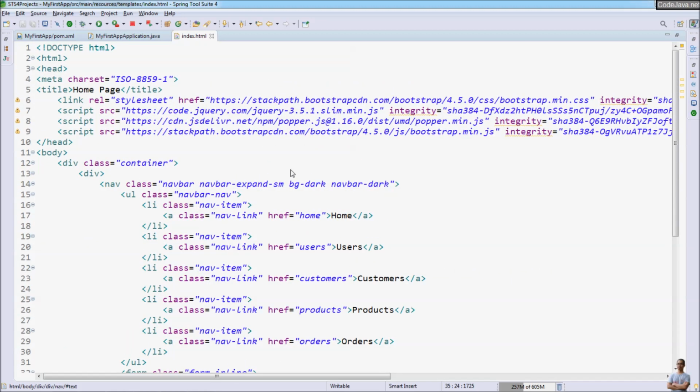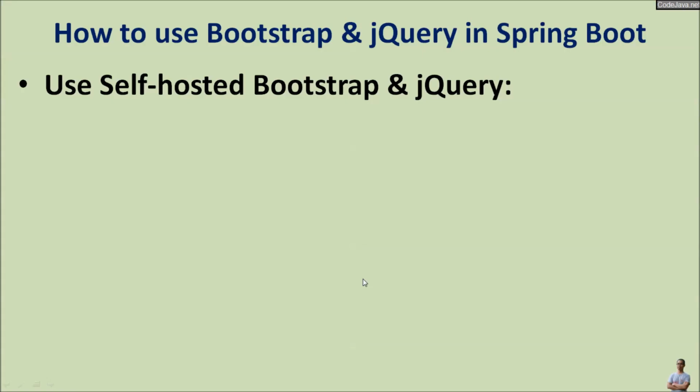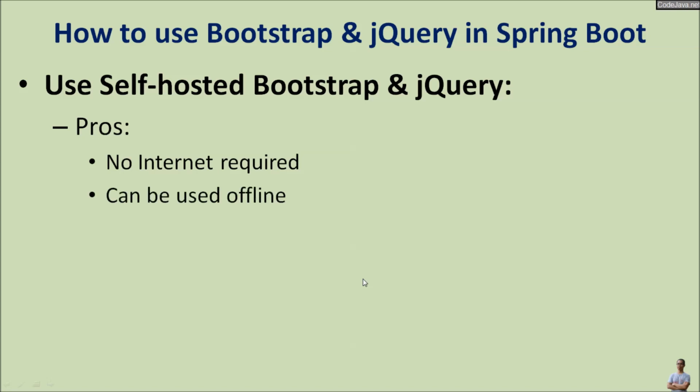Very quick and easy, convenient via CDN. Next, let me show you how to use self-hosted Bootstrap and jQuery. In this way, we need to download Bootstrap and jQuery files from a website and put them into the project. So in this way, no internet is required when running the application. So the Spring Boot application can be used offline. But the drawback is that we need to download the files manually.